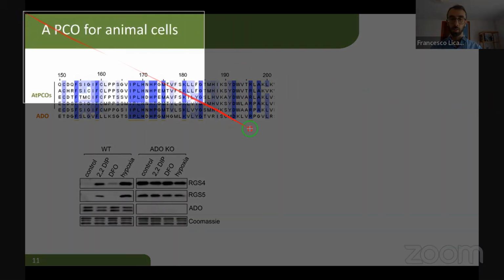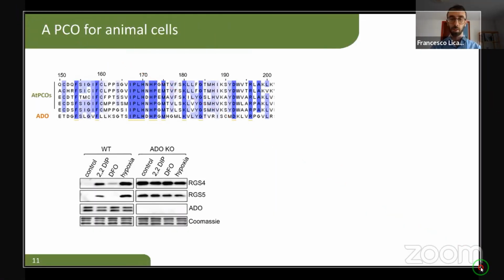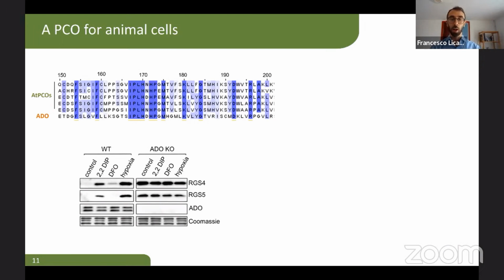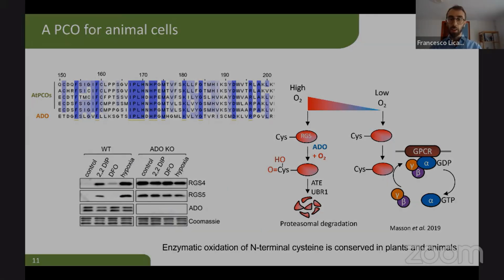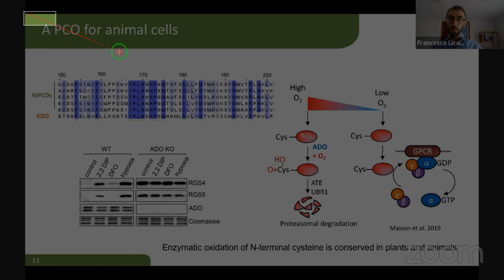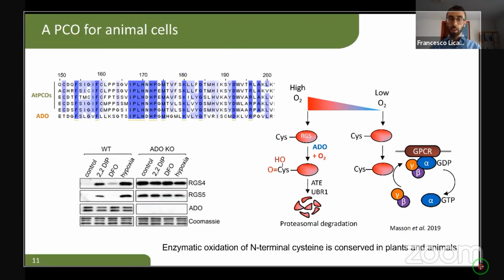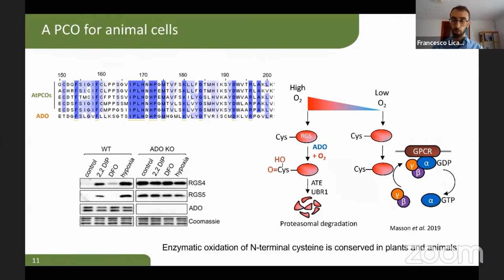G-protein coupled receptor regulating proteins, which are stabilized under hypoxia. And this hypoxia stabilization, or destabilization, requires ADO. So this protein is stable in an ADO knockout mutant. So currently, enzymatic N-terminal oxidation of cysteine exists in animal cells, but is not used to control transcriptional responses.